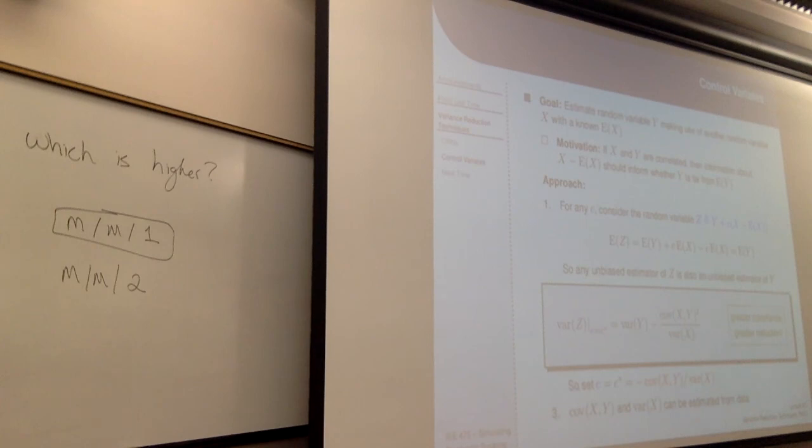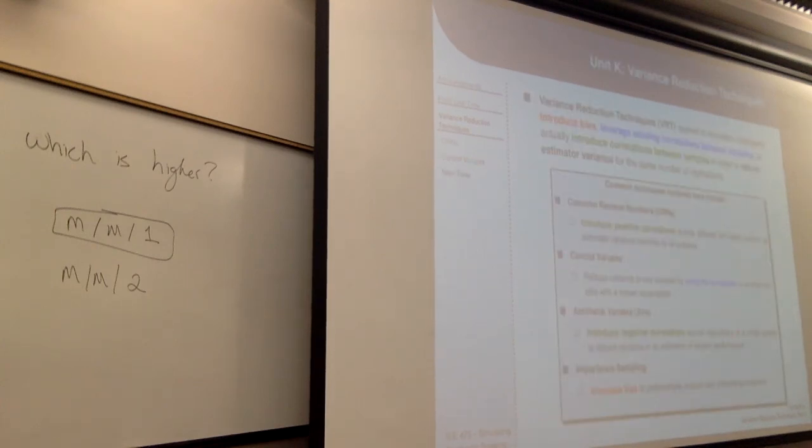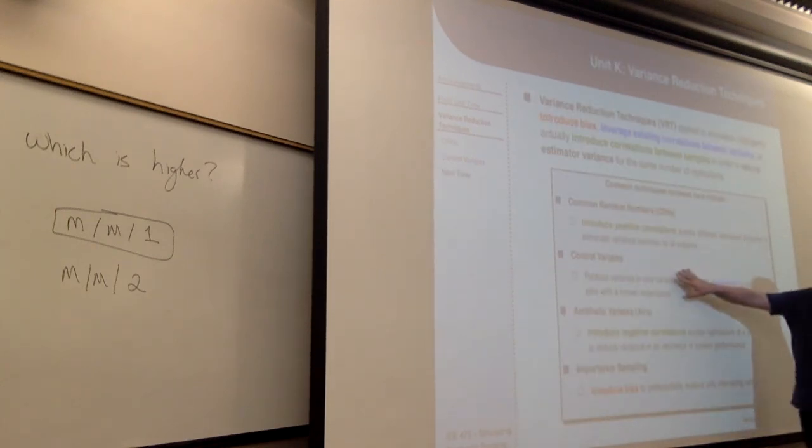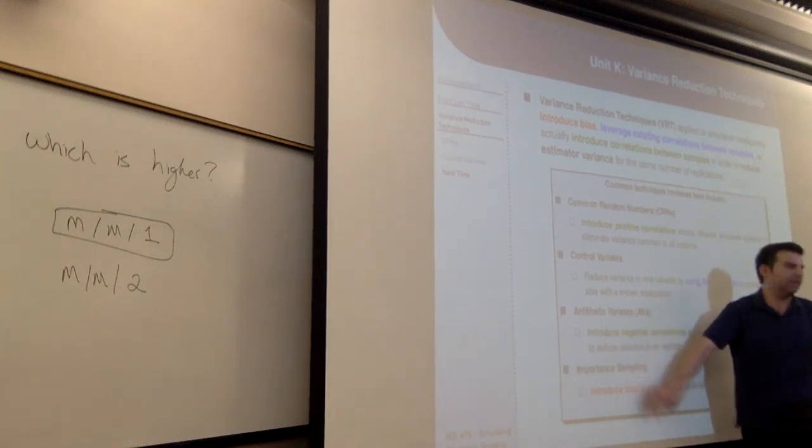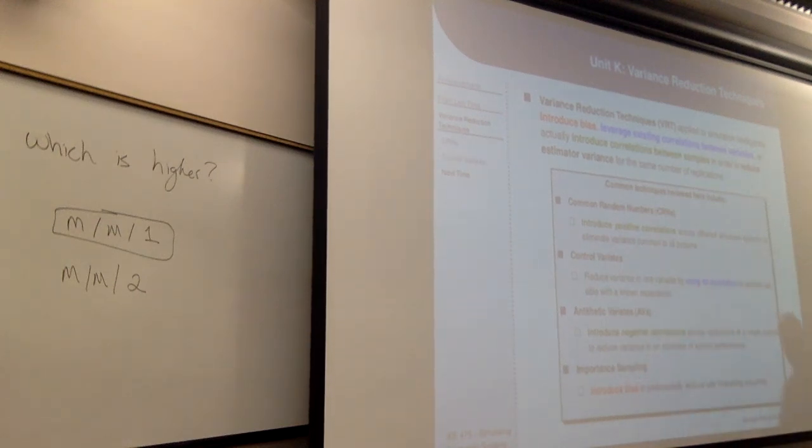So those are the VRTs that we were talking about today, common random numbers and CVs. The last topics we'll talk about on Thursday are AVs and importance sampling. And then after that, it's basically just an overview with some more sophisticated examples from sim that we'll cover on Tuesday of next week before the final exam review on Tuesday the week after that.